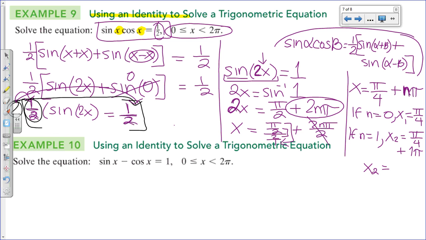So pi is equivalent to 4 pi over 4. So 4 pi over 4 plus pi over 4 is equal to what? 5 pi over 4. Very good. And I don't know. Could we get another one?